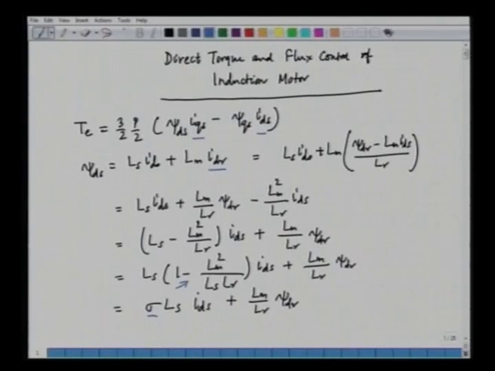induction machine. So, from this expression we can find out what is IDS. So, we can say that IDS is equal to 1 by sigma Ls into psi ds minus Lm by Lr into psi dr.